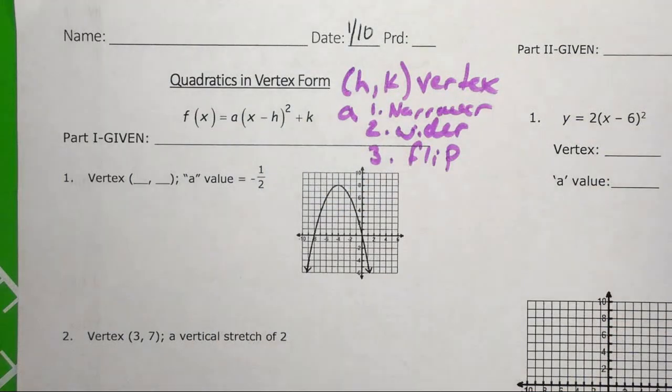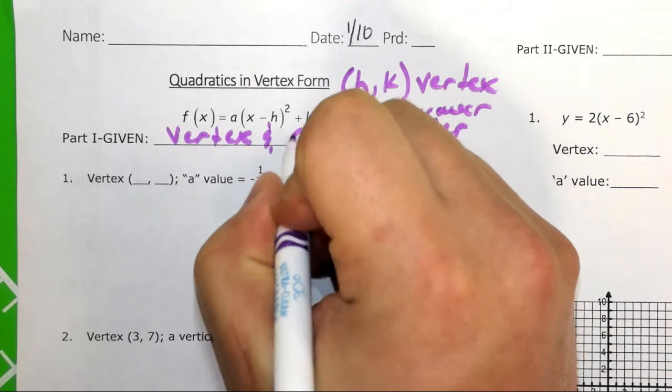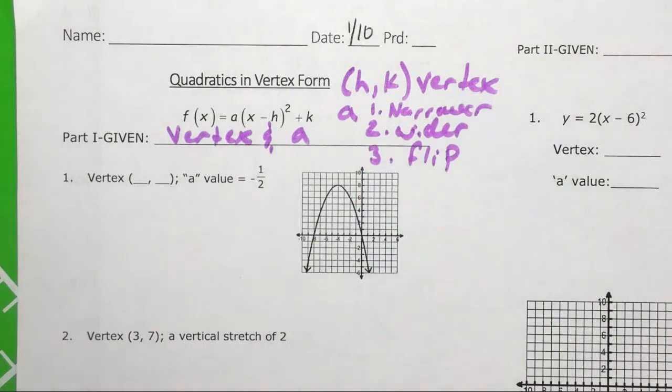So right here in part one, we are given a vertex and a. We're given both the vertex and a, and then what we're going to do is write the equation. We're going to write the equation from the vertex and a.